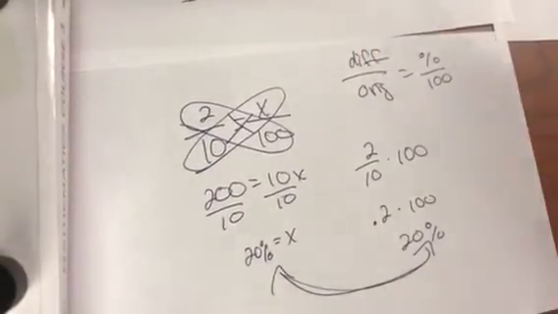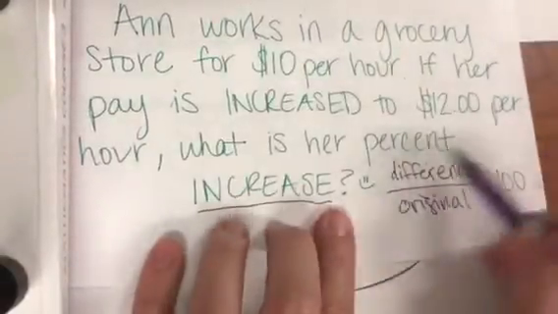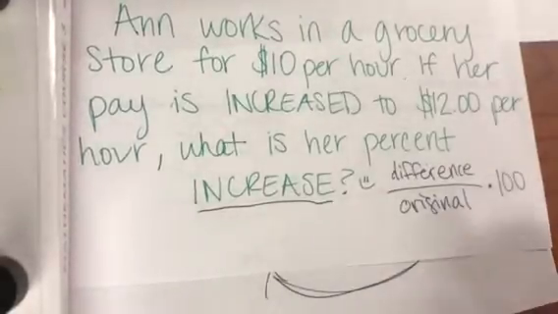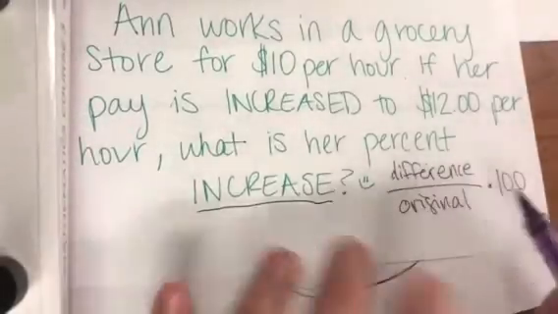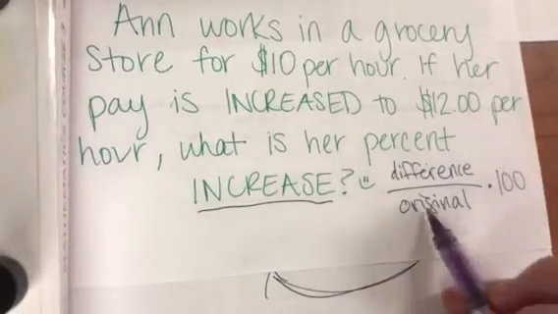Percent is always out of 100. You just have to remember your part is the difference. So if it says percent increase or percent decrease, you have to remember your part is the difference, the small part, over the original price.